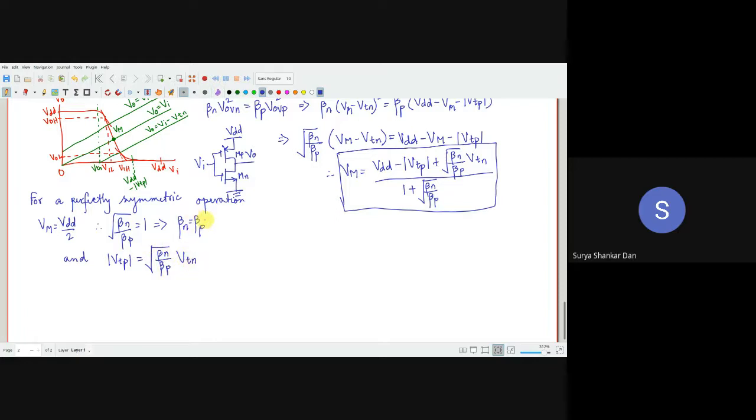And we have seen beta n equal to beta p. What does it imply? Simply this. So in our previous lecture on noise margin, we had noticed that if we want to maximize the noise margin, what was the condition? If you notice over there also, we reached this condition, this one and this one.